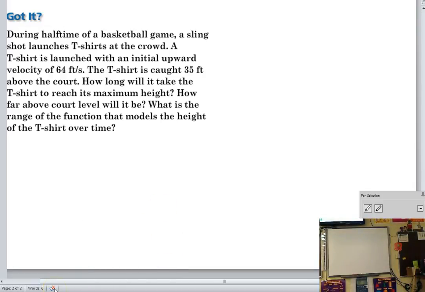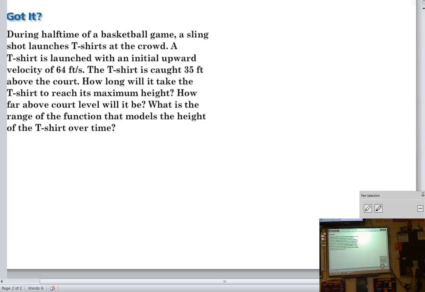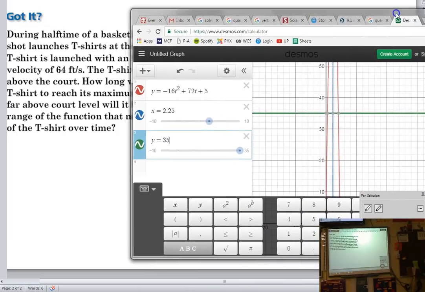I'm going to model this in Desmos while you guys are doing that, just to show you how that would work. Don't go over there. Everyone will see it.